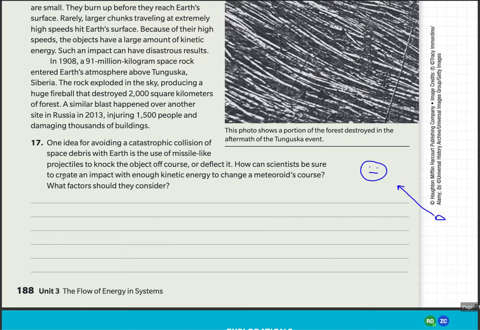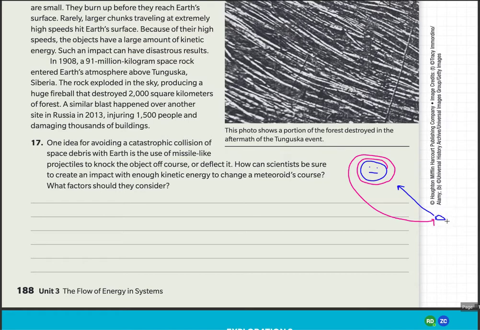How can scientists be sure to create an impact with enough kinetic energy to change a meteoroid's course? What factors should they consider? Well, like we've talked about before, things that they would have to consider is how far away it is, right? So let's say if it was a really small asteroid and you could just take a little missile and launch your missile, it goes into space and you go crashing into it, right? What's that going to do?